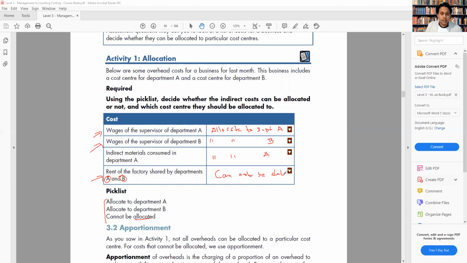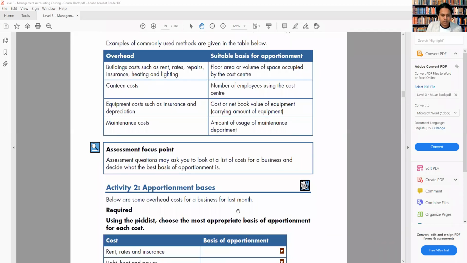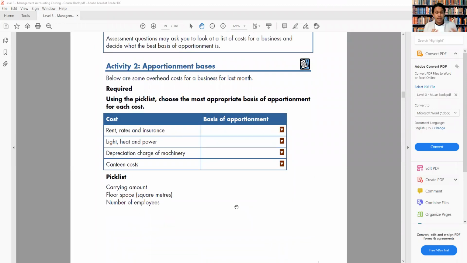So we are just starting, you see, we are getting there slowly. So we now understand the allocation. Now we move to the next point, that is apportionment. So here we're going to see what is the suitable basis for the apportionment. What is the best basis we can use when you do the apportionment? Apportionment means splitting the cost, dividing the cost between the different departments. So let's have a look. Everyone try.